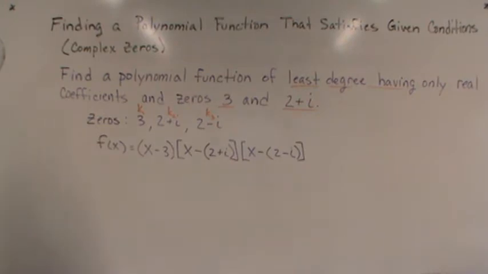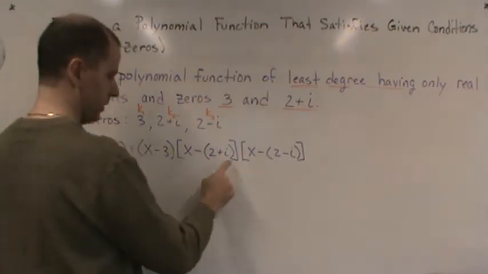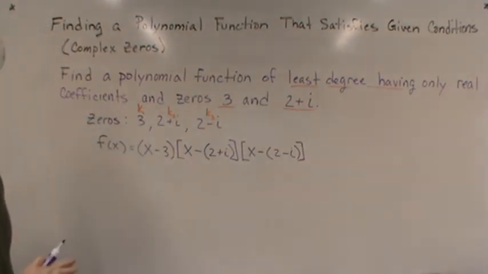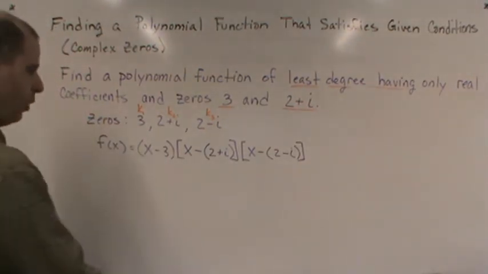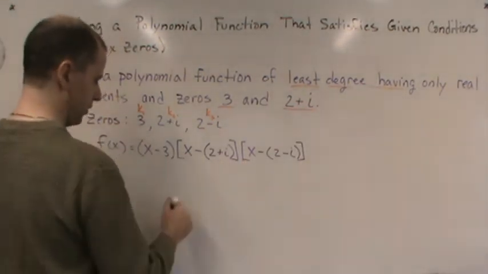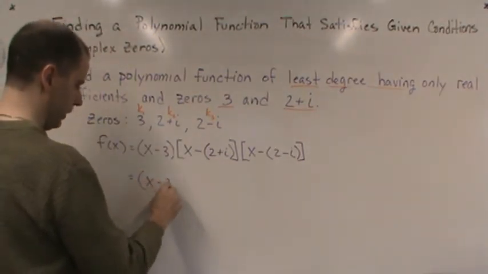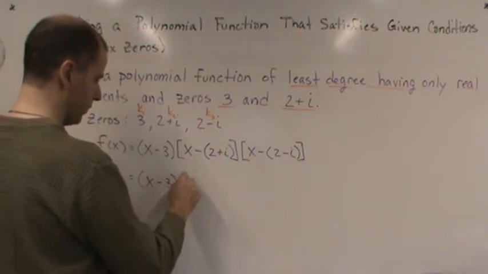So at this point, all we have to do is simplify. So what I'm going to do is do these first, because they're conjugates. Things are going to cancel out and it'll become very easy. So always do the conjugate pairs first. So this is going to equal x minus 3 times, and so this is going to become what?